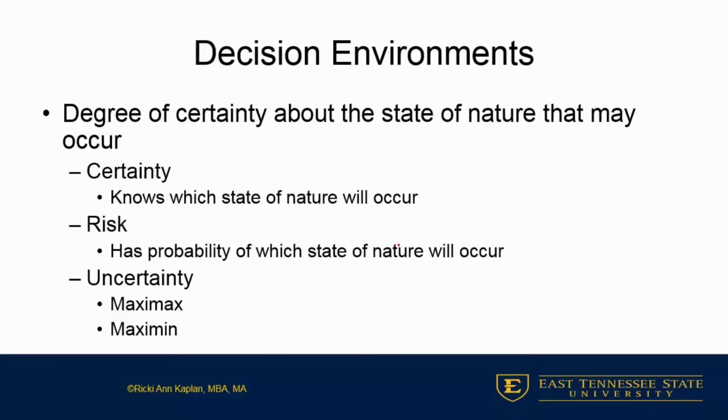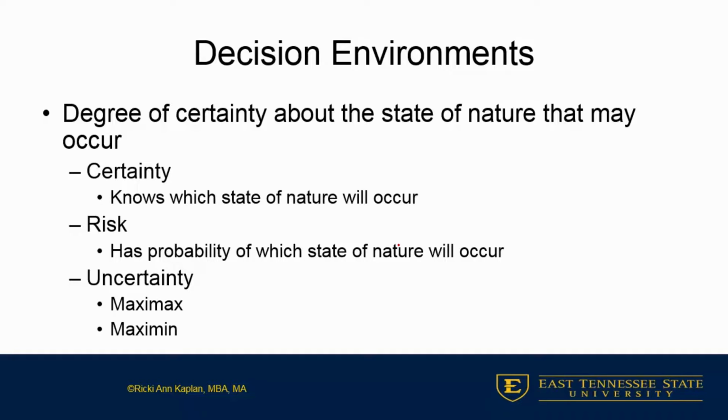And that takes a look at what's considered certainty or risk. How much risk are we taking with our decision environment? Degree of certainty about the state of nature that may occur. With certainty, we know what will happen. We are 100% positive that something is going to take place, and we know that it's going to happen.